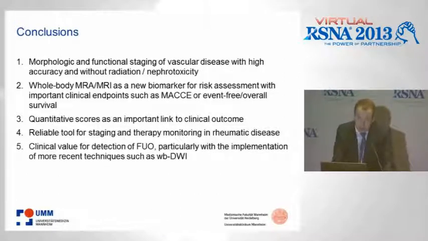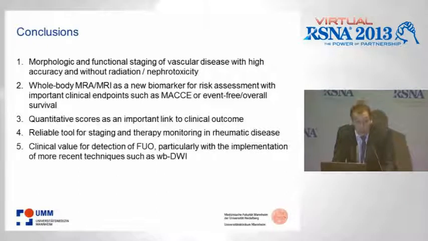What I think is important, and this enters the arena of precision medicine, MR is not just a stenosis counting machine. It is a new biomarker for risk assessment with important clinical endpoints, such as major cardiac events or event-free overall survival. I could show this in diabetics. I've shown this also in symptomatic patients with peripheral vascular occlusive disease of atherosclerotic type, but also like in the PIVOT study, you could see that this is also possible in the asymptomatic group.